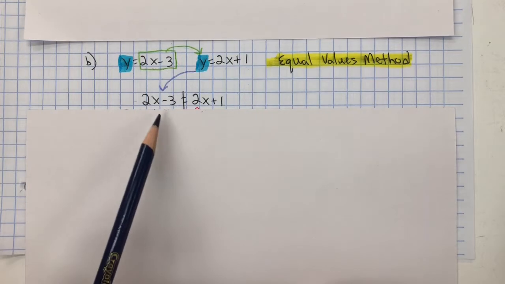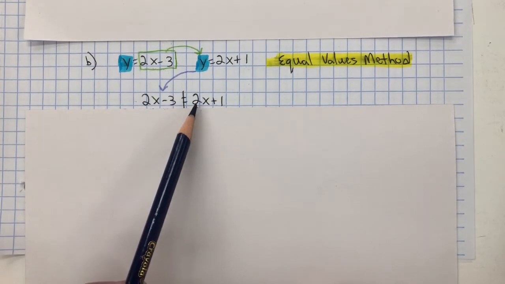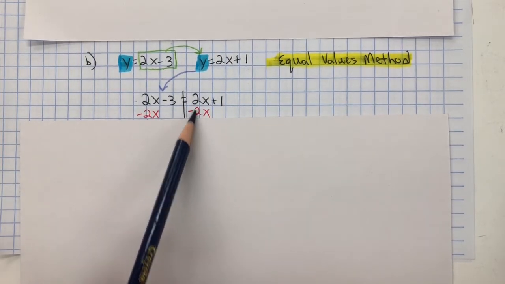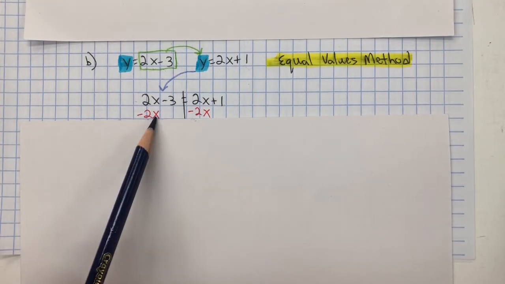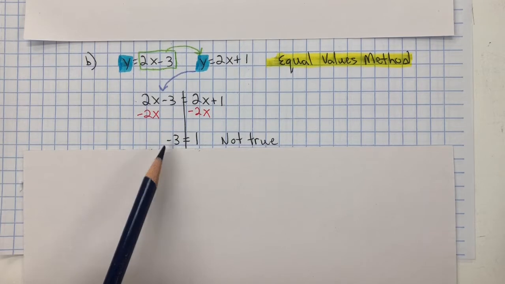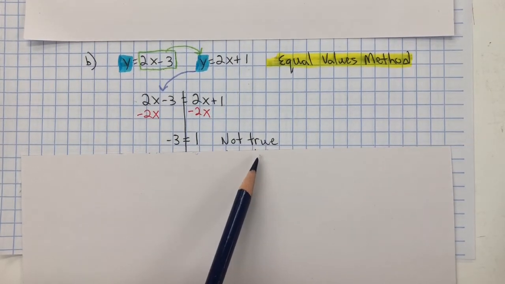Now I solve for x. I'm going to use the inverse property of addition, which is subtraction. So I'm going to subtract 2x from both sides. That creates a 0 pair on each side, and I'm left with -3 equals 1. Well, that's not true.